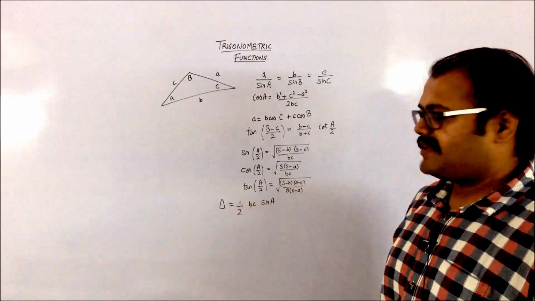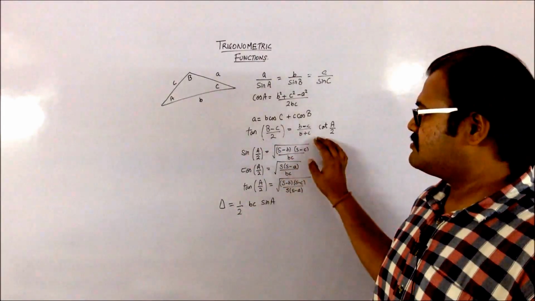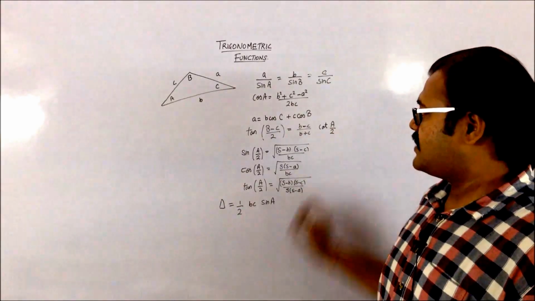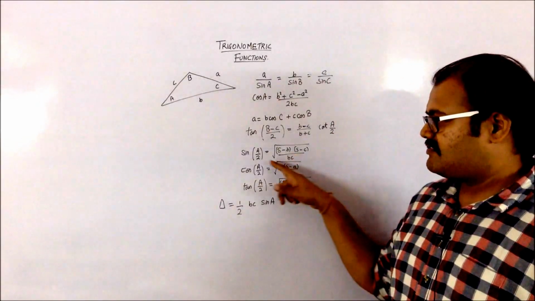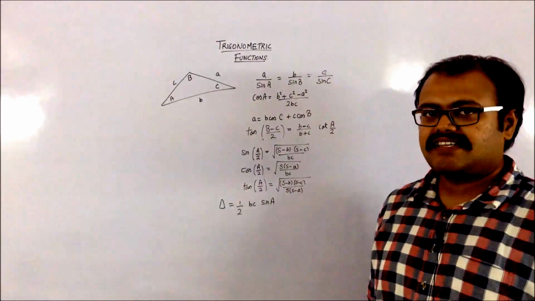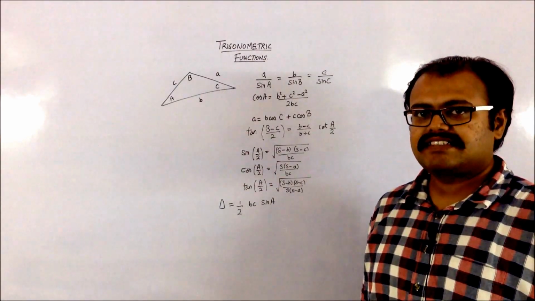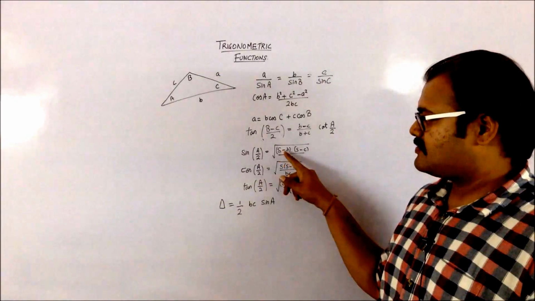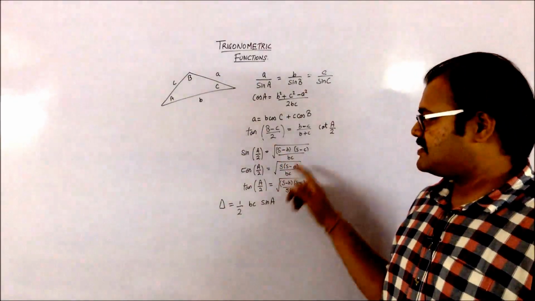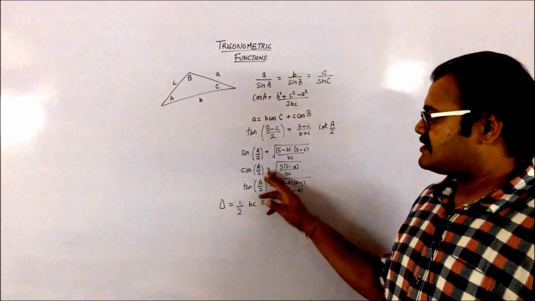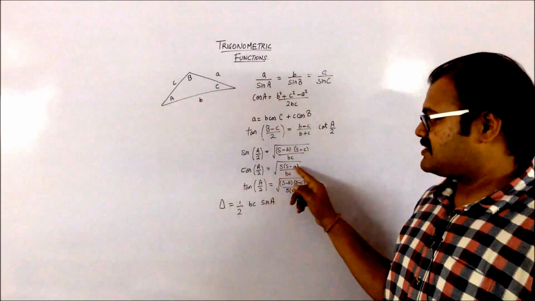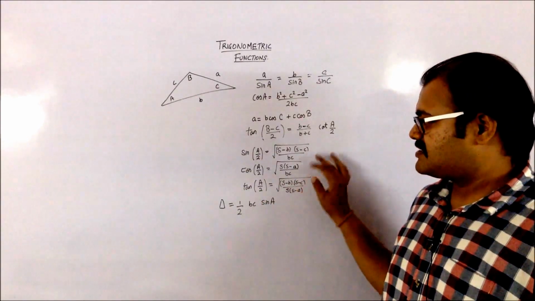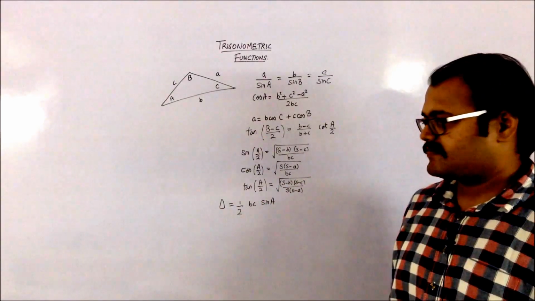Next one is tan of (B minus C) by 2 is going to be (b minus c) upon (b plus c) into cot of A by 2. So these are the half angle formulas wherein my s is nothing but the semi-perimeter, which is just the addition of all the sides divided by 2. So I'll be having sine of A by 2 as root of (s minus b) into (s minus c) divided by bc. Similarly, my cos will be root of s into (s minus a) upon bc. And my tan will be just the ratio of sine by cos.